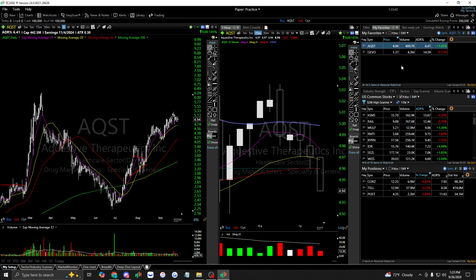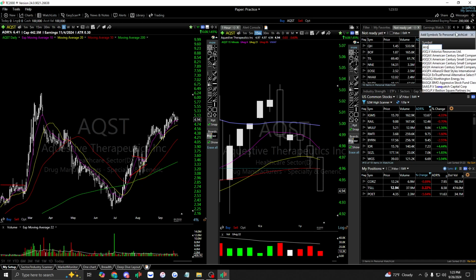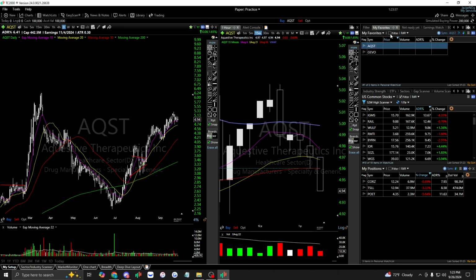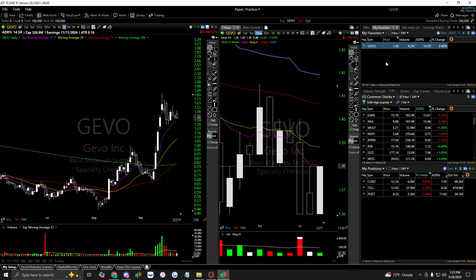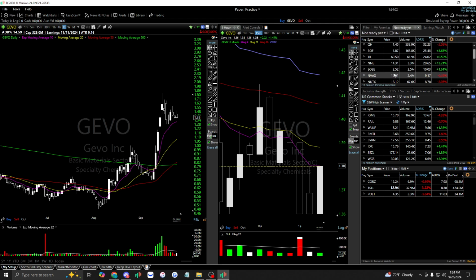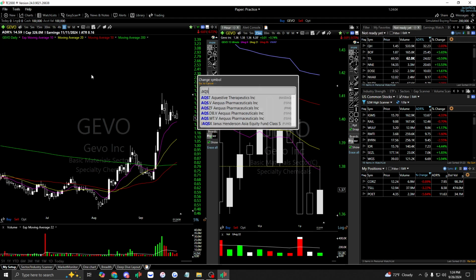And then from there I will start. If I have a lot of symbols in my favorites, I will transition them to the proper watch list. So for example, with AQST, I will add this into the not ready yet because in my opinion, it's not ready. I do like the way it looks though. It's starting to shape out pretty nicely. Sorry, I'm gonna go back to that.